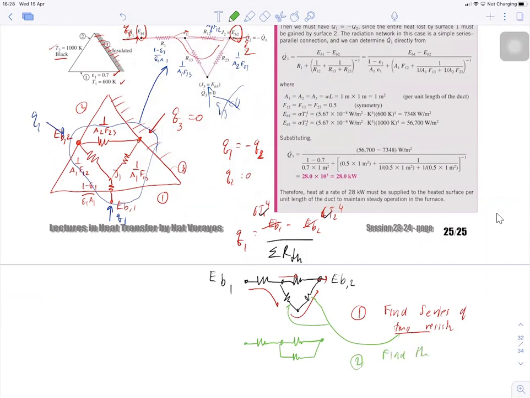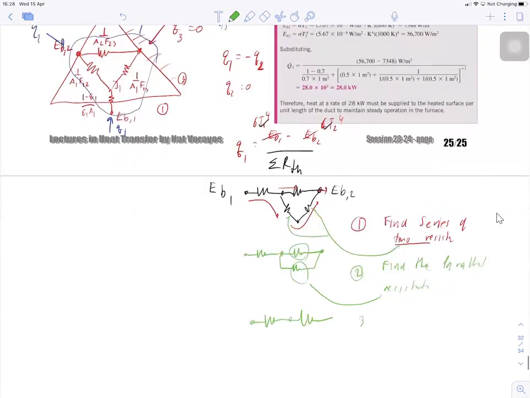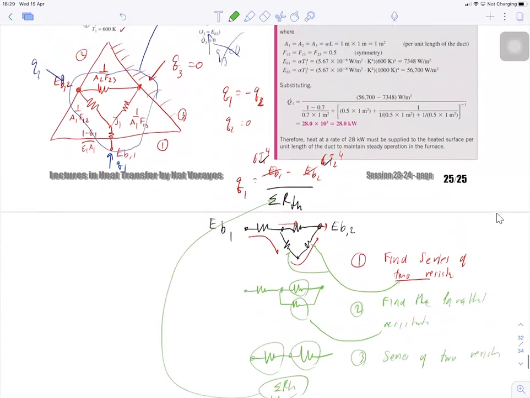And then second, find the parallel resistance, meaning this and that, combine them. Then you're going to have Surface, right? Third, you find the series of the two resistances, this and that, you become TH, right? And put this one into this. You find yourself Q1. Okay?